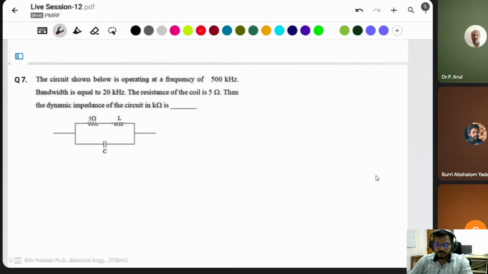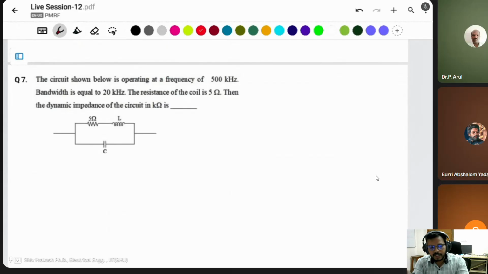Sir, for dynamic impedance, is there any formula? Yes, there is a formula, but you have to find it, because the circuit given is simple. For an RLC or RL, series or parallel circuit, you can directly say what the dynamic impedance is. In a series circuit, this will be R only, because XL is equal to XC. They cancel out, so only R is the dynamic impedance in a series RLC circuit.